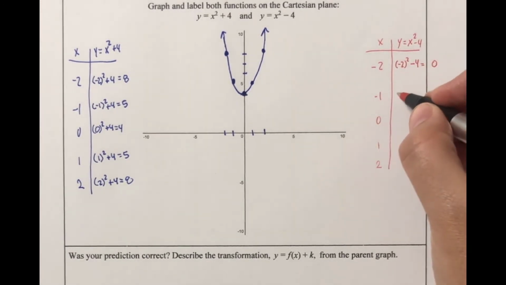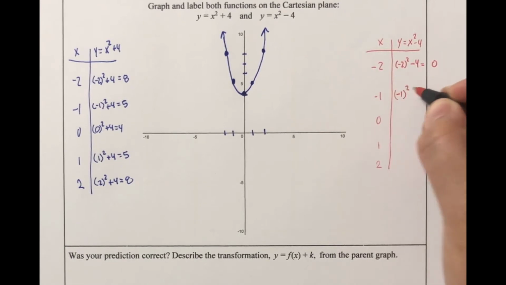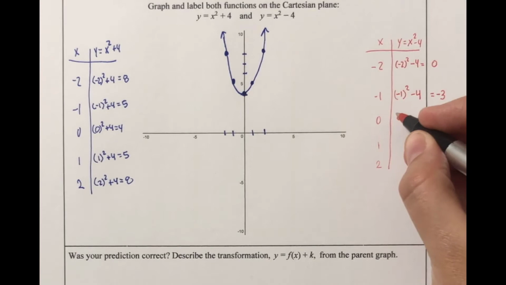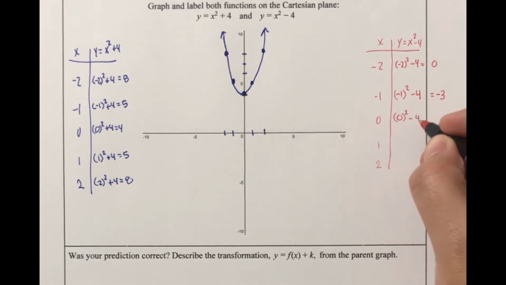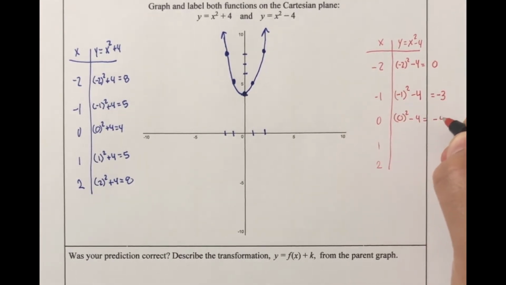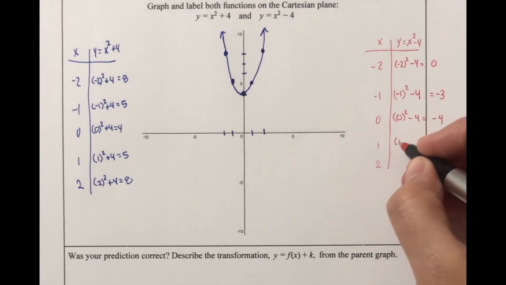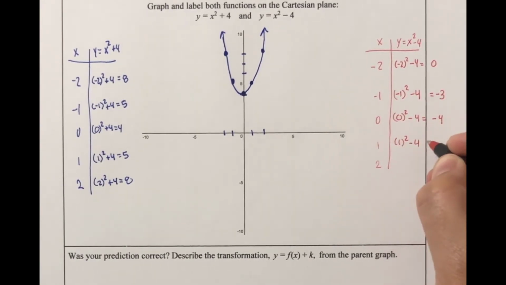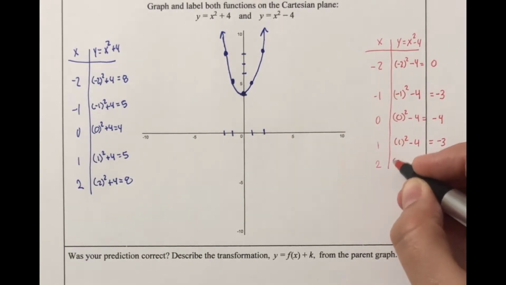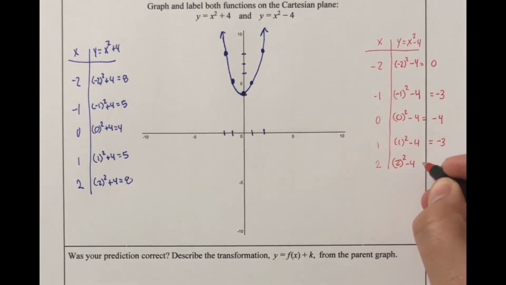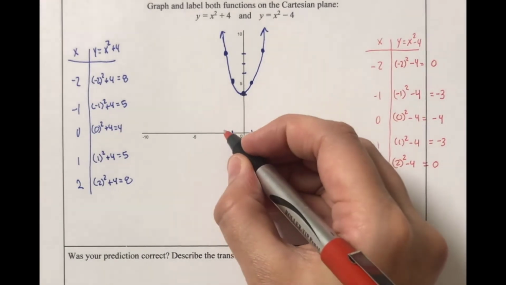And then we have -1 squared minus 4. And then we get 1 minus 4, which is -3. 0 squared minus 4, that's going to give us -4. 1 squared minus 4, that's 1 minus 4, which is -3. And then 2 squared minus 4, 4 minus 4 is 0 again. Okay, so -2, comma 0.